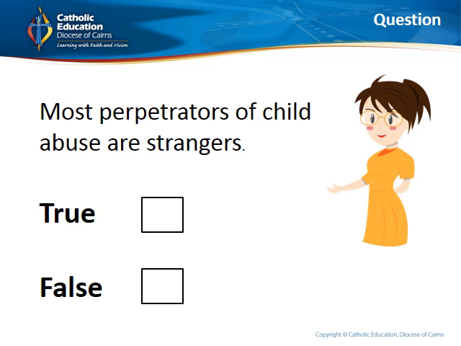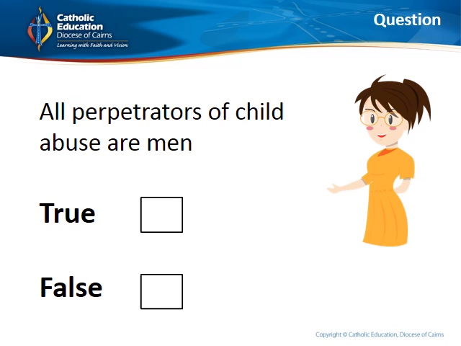Let's think about this question. The answer is false. It is an unfortunate fact that the majority of child abusers are known to the child. Here is another question. The answer is false again. Both men and women can and do offend against children.